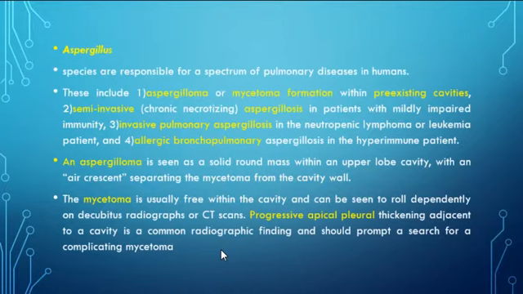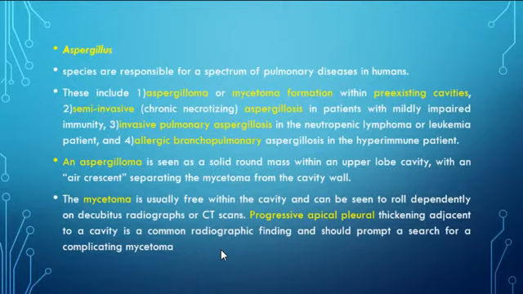Now, Aspergillus. Aspergillus species are responsible for a spectrum of pulmonary disease in humans. These include aspergilloma, semi-invasive aspergillosis, invasive pulmonary aspergillosis, and allergic bronchopulmonary aspergillosis. The invasive form is common in immune-compromised patients, and the last one is present in hyperimmune patients.